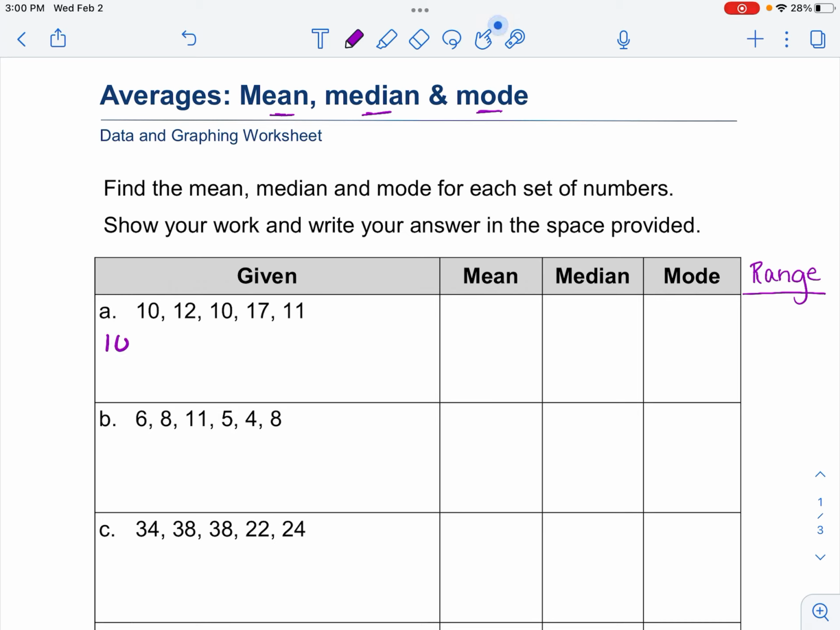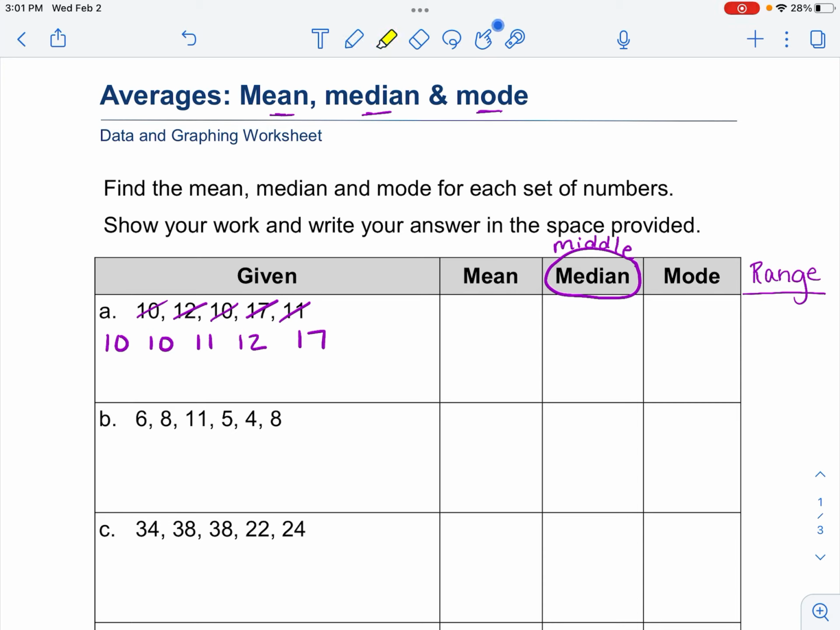So I'm going to take this set of data. We have 10, 10, 11, 12, and 17, and I'm going to place them in order from least to greatest. The reason I'm doing this is because this is going to help me find the median. The median is, in other words, and it sounds just like it, the middle number, median, middle. So, in order to find the middle number, you have to put the numbers in order first.